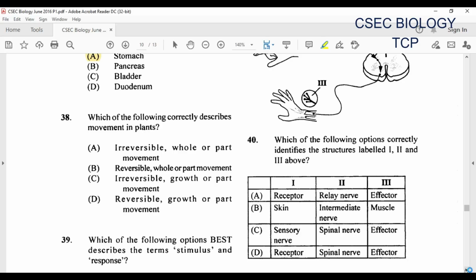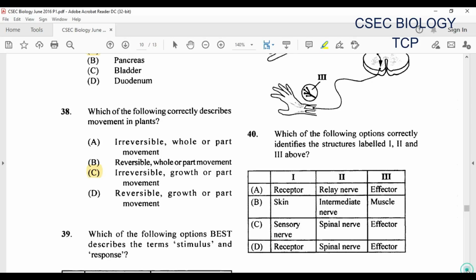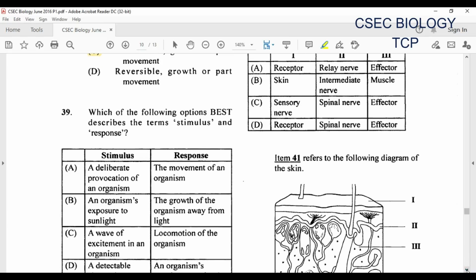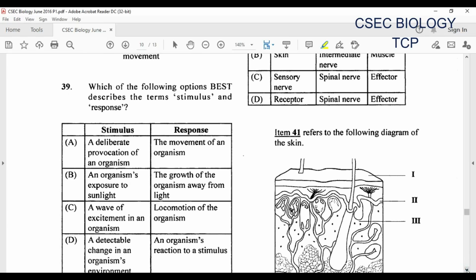I would go with C, irreversible movement of the plant, and the irreversible here I'm looking at growth or part movement. So the growth of the plant could be irreversible, and of course in some cases it's pretty much part movement. But I'm going with C, but I want to hear what you have to say in the comment. I always want to hear from you when we answer these questions. It's not to say that it is all cast in stone, but it's what I think at the point I am answering the question, or what's in my head at the time I'm answering the question.